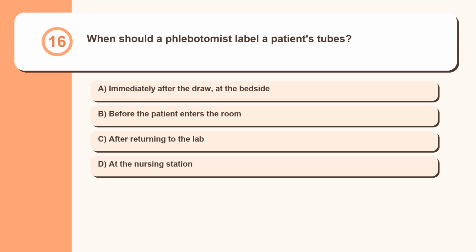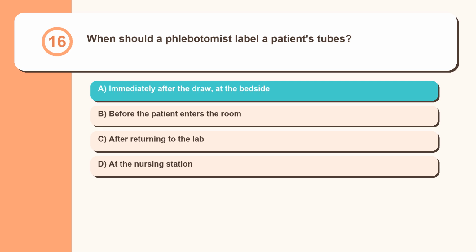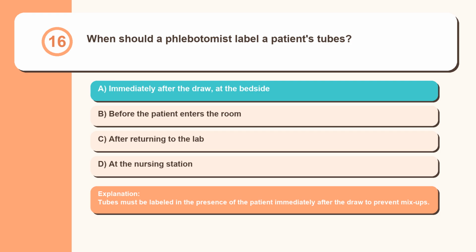Question 16. When should a phlebotomist label a patient's tubes? Immediately after the draw, at the bedside, before the patient enters the room, after returning to the lab, at the nursing station. Tubes must be labeled in the presence of the patient immediately after the draw to prevent mix-ups.